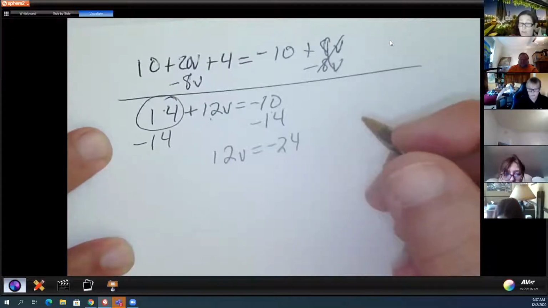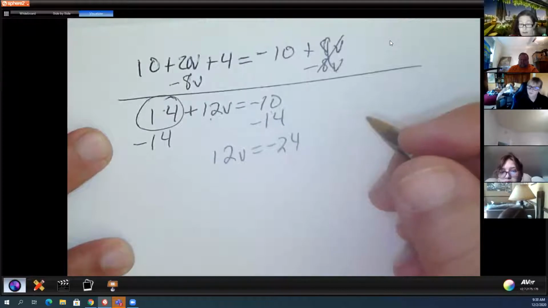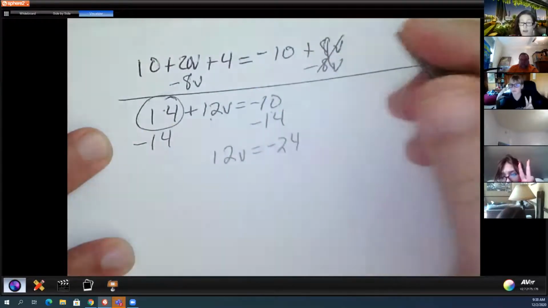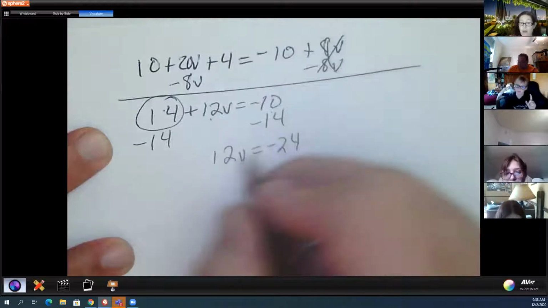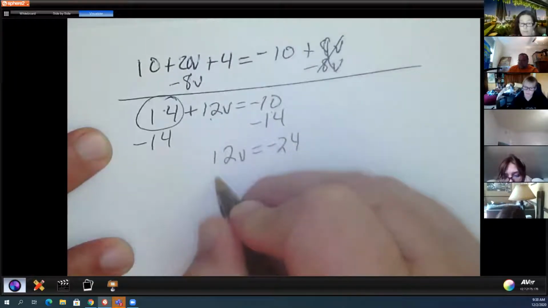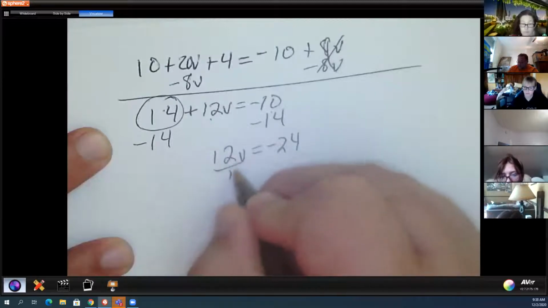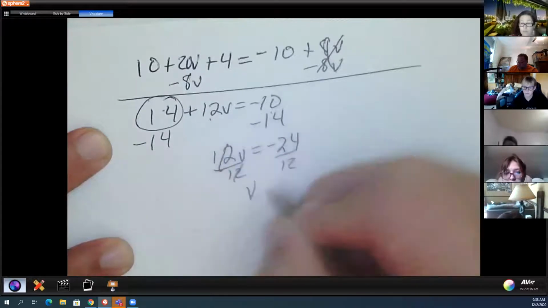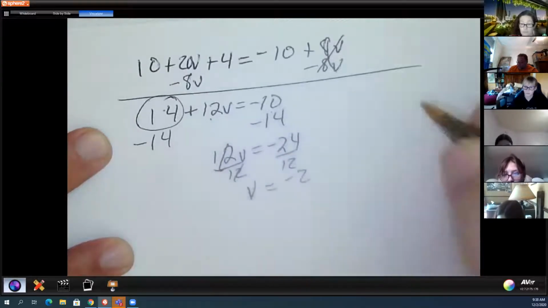At the end of it, what do we want? How many groups of v are we trying to get to? Show me on your cameras. I'm looking at y'all. How many groups of v? Exactly. Peyton's got it. Everyone look at Peyton. One group of v. So how do we split it up? We're going to divide it by 12. There you go. Thank you, Peyton. These two cross cancel, and I get v equals negative 2.